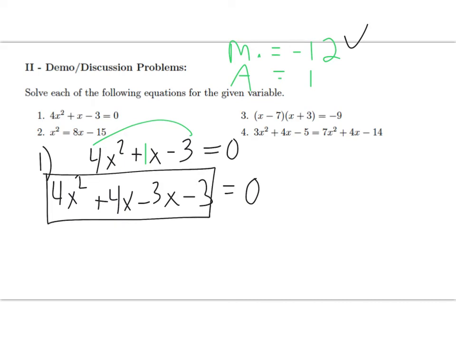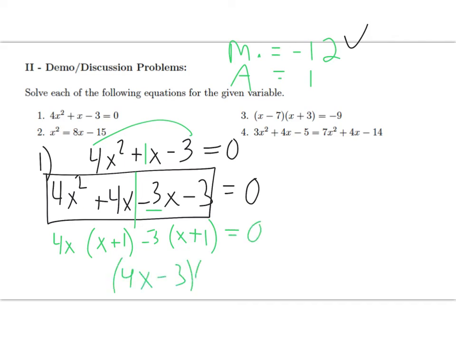Again, this is what we're used to. Pull out a 4x. This term is negative, so we'll pull out a negative 3. I'm going to write the GCF second, just to show you that it's okay. And then we can set each factor equal to 0.